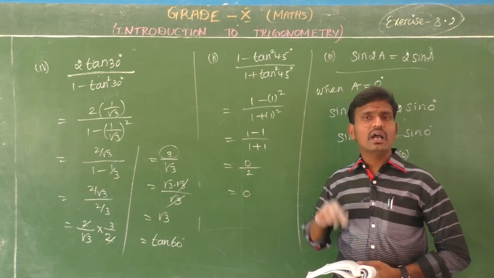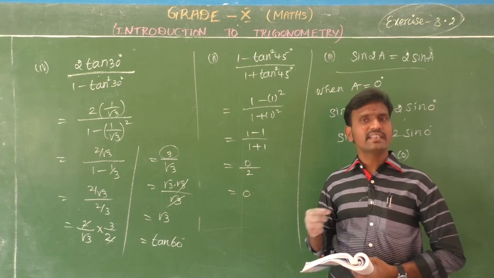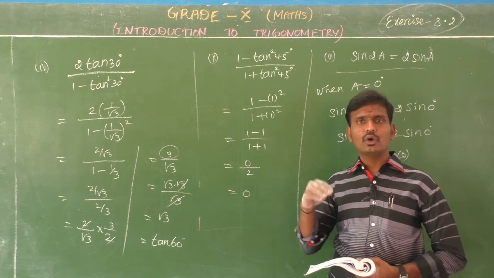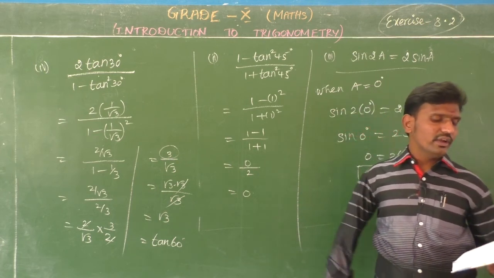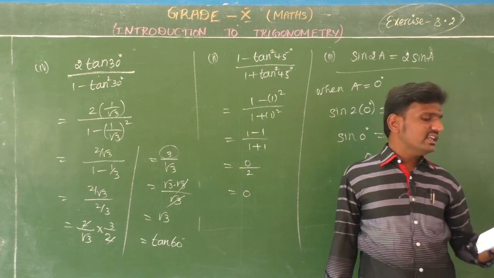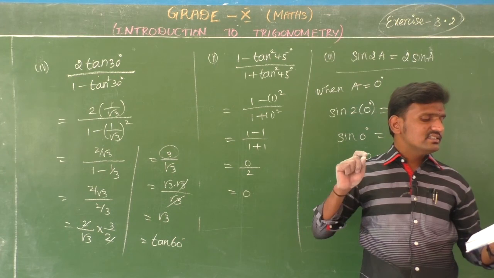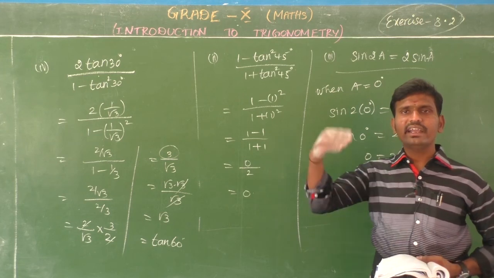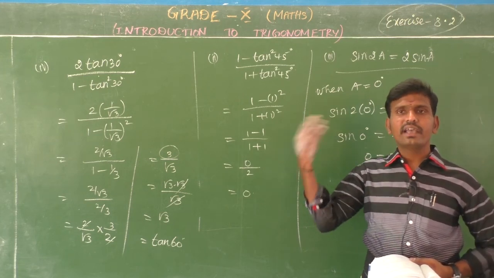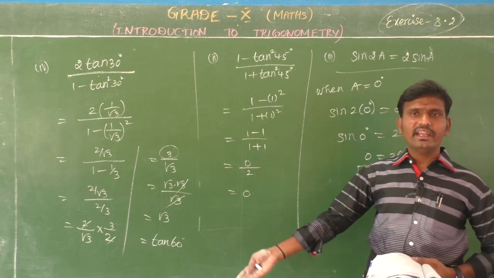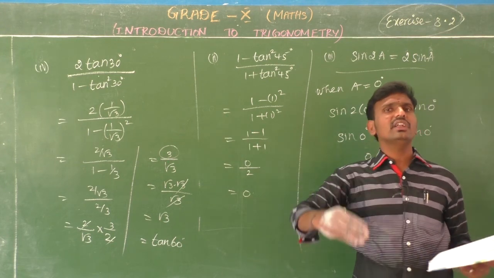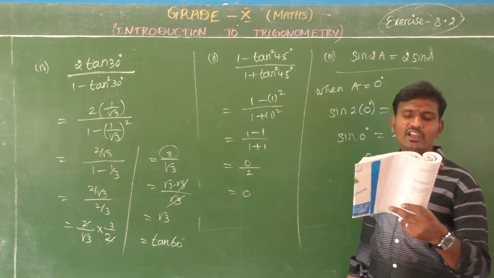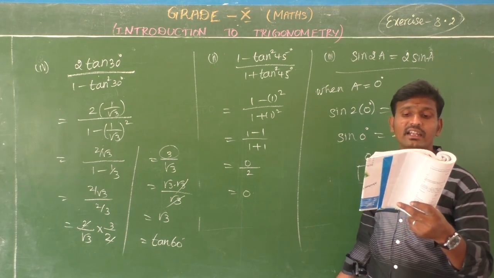In your higher classes, you have one very important formula, sin(A plus B) and sin(A minus B), then cos(A plus B) and cos(A minus B). It is different from that. I will give you those formulas later. So it is false. Next, the value of sin theta increases as theta increases. Yes. Sin 0 is 0, sin 30 is 1 by 2, sin 45 is 1 by root 2, sin 60 is root 3 by 2, then sin 90 is 1. So it is increasing only. As theta increases, the value also increases. So it is true.